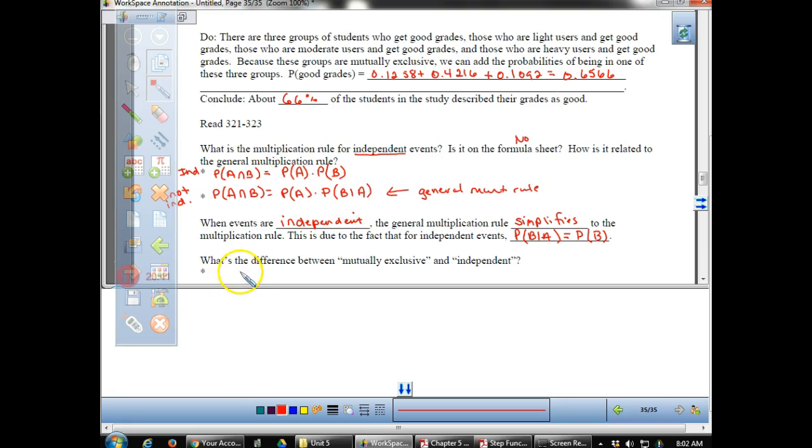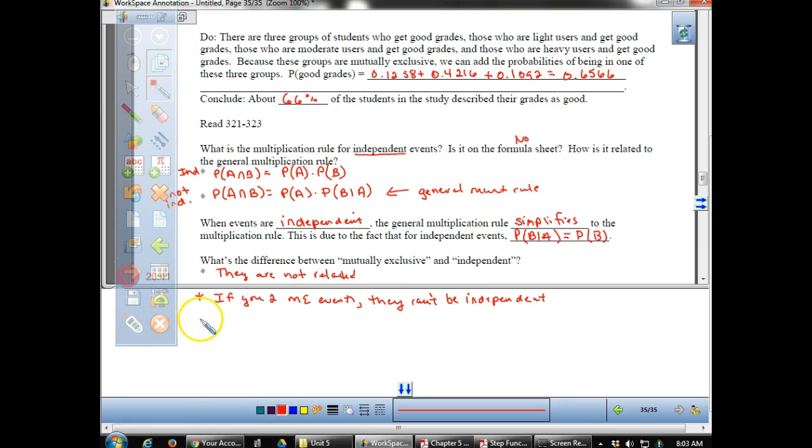So what is the difference between mutually exclusive and independent? They are not related, at least not in the way you may think. Most students think mutually exclusive implies independence, but it's actually the opposite. So if you have two mutually exclusive events, they can't be independent. And it has to do with the knowledge of the different outcomes. I'll explain what I mean.